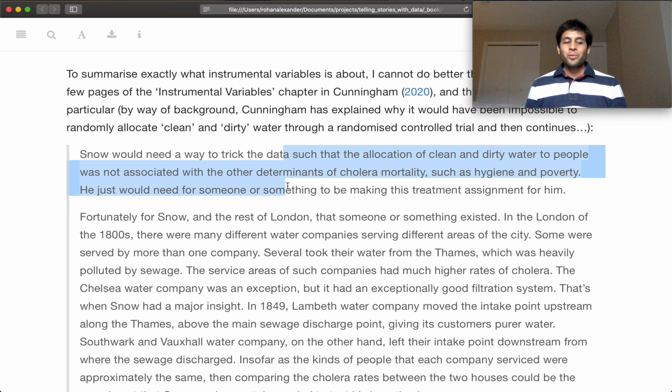And so when we're doing A/B testing, we are tricking our data. It's just that this random roll of the dice is tricking the data so that the outcomes aren't correlated with any of our other variables. We can't roll the dice in this case, and so we need to find some other variable that's going to roll the dice for us.